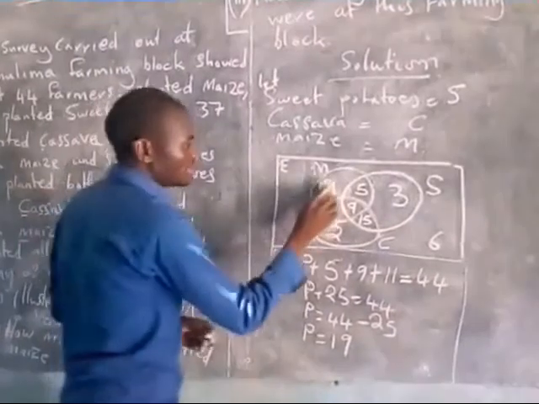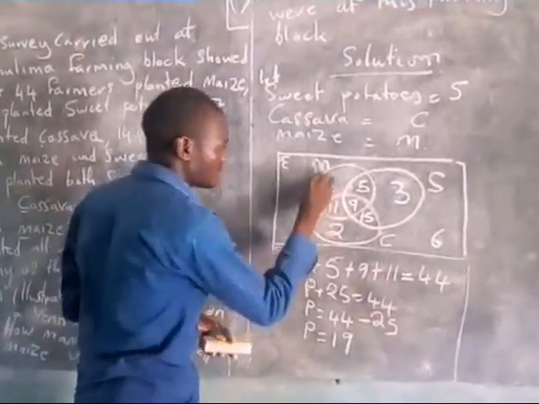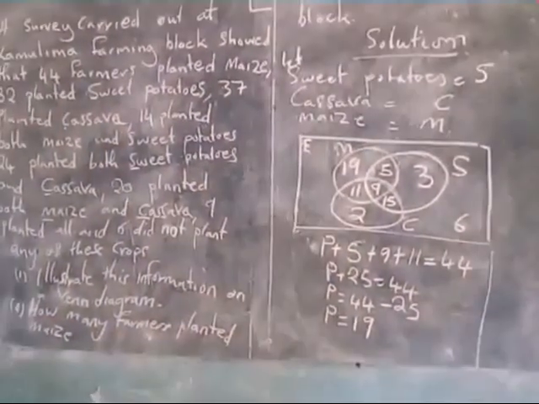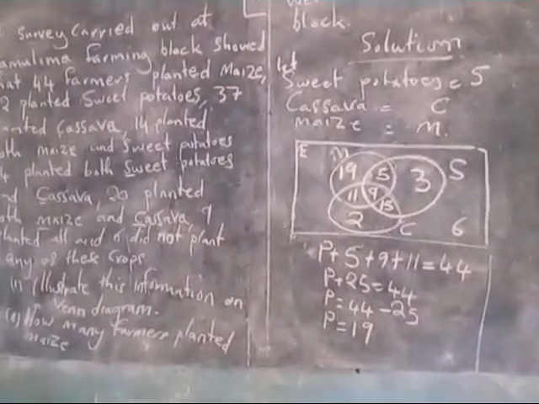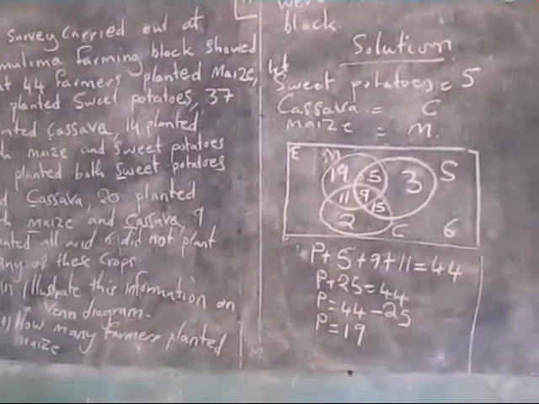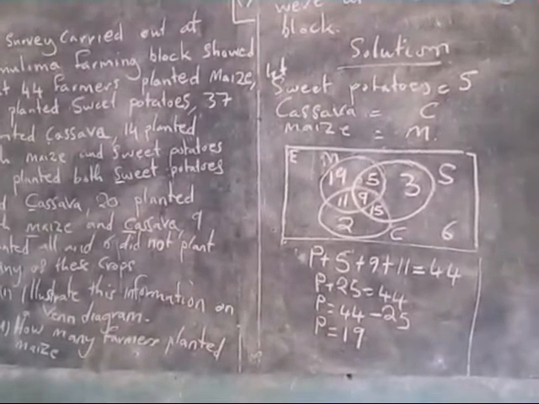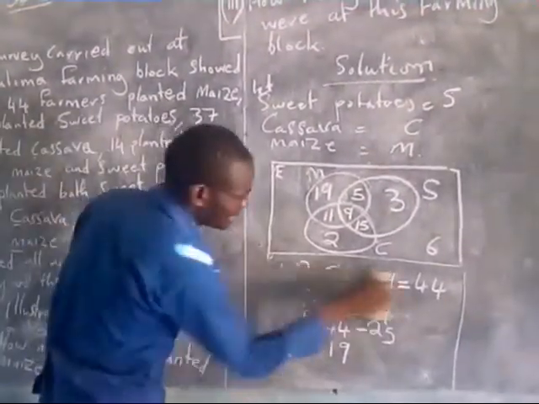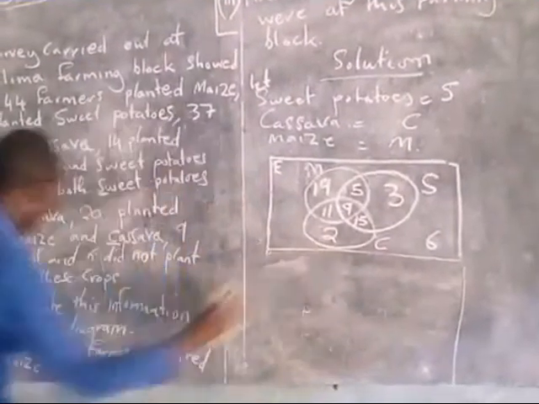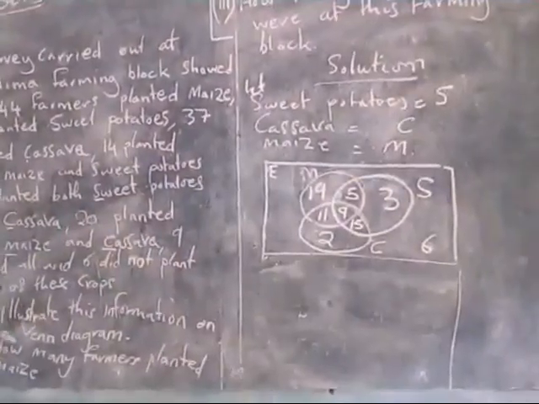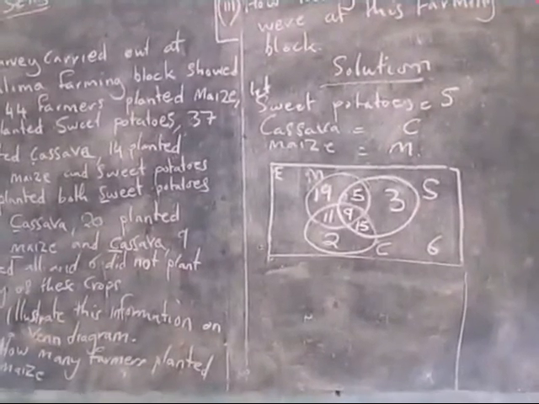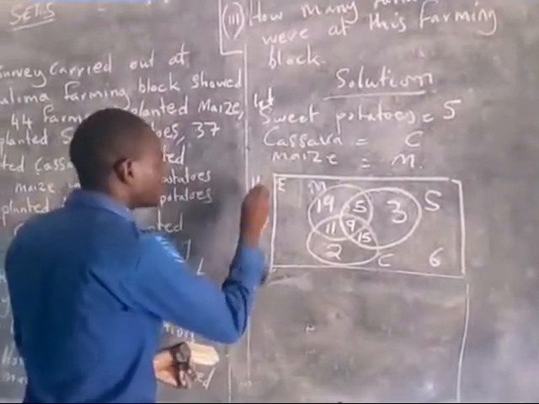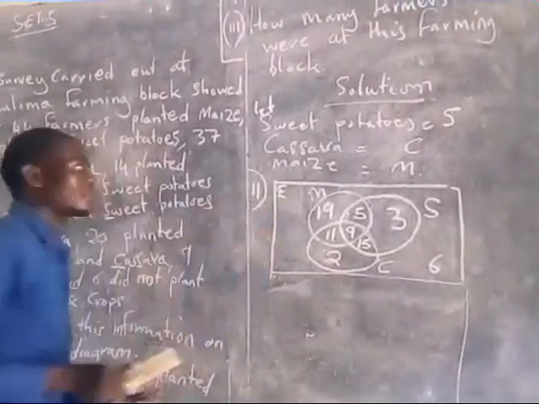So we substitute P with our value 19. Hopefully it's clear. So we are done with that. The question was to illustrate this information on a Venn diagram, and this is part 1. We are done with illustrating the information on the Venn diagram.